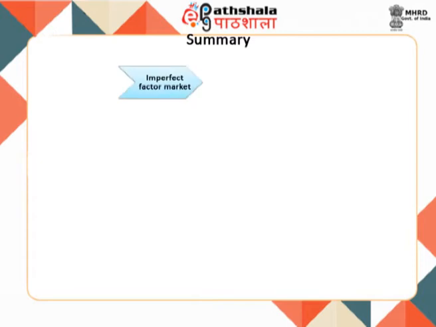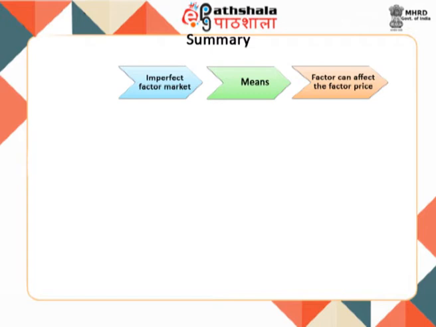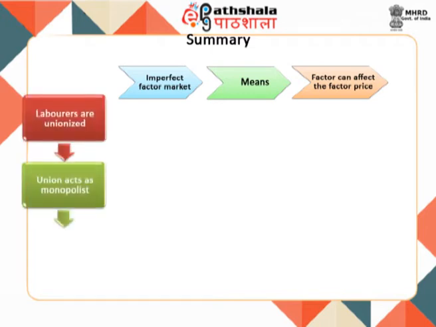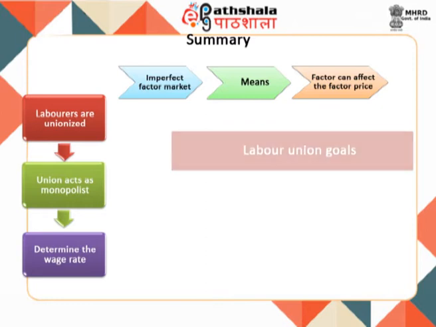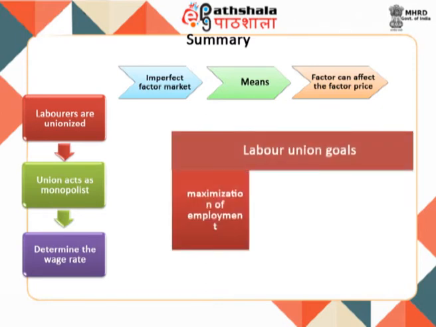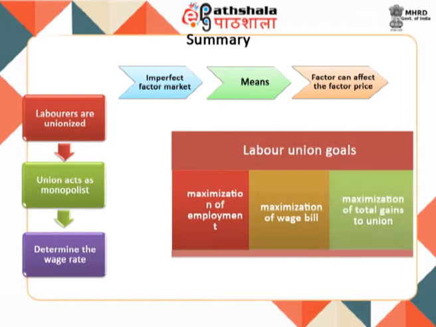Imperfect factor market means a factor can affect the factor price. For instance, if laborers are unionized, the union will act as a monopolist in the labor market and determine the wage rate. A labor union has primarily three goals. 1. Maximization of employment. 2. Maximization of wage bill. And 3. Maximization of total gains to union.